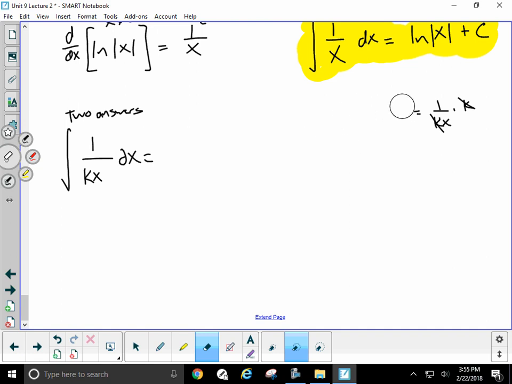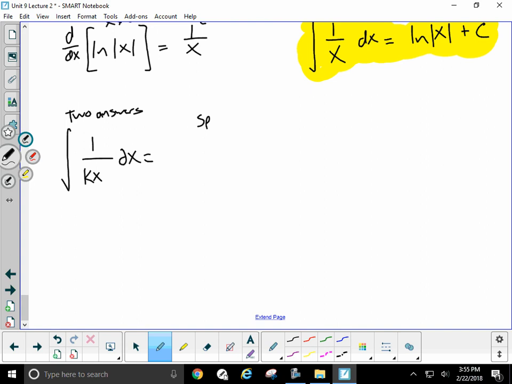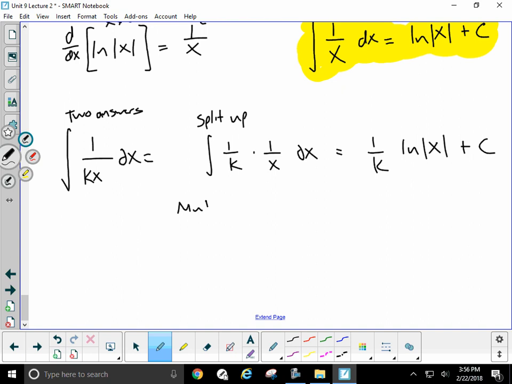The first way I could do it is splitting it up. And I could have the integral of 1 over k times 1 over x dx. And if I take this, well, the 1 over k is just a constant. The antiderivative of 1 over x is log absolute x. And boom, this is a function whose derivative is 1 over kx. I just split this up into 2 different fractions. 1 over k is a constant. If I have the antiderivative of a constant times any function, we could leave the constant, multiply by the antiderivative of the function. Okay? Or I can multiply by the reciprocal of the coefficient.